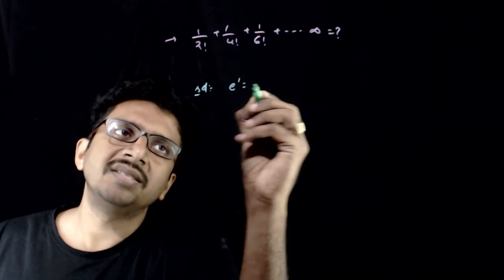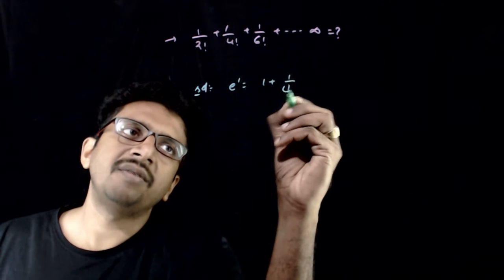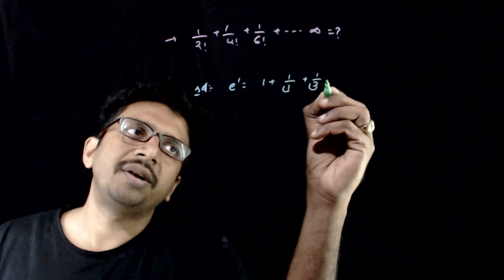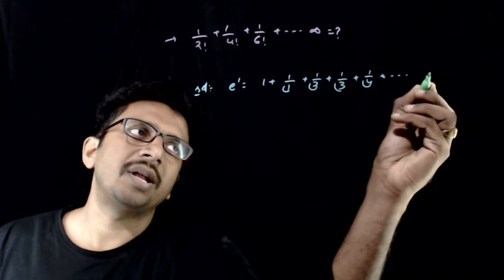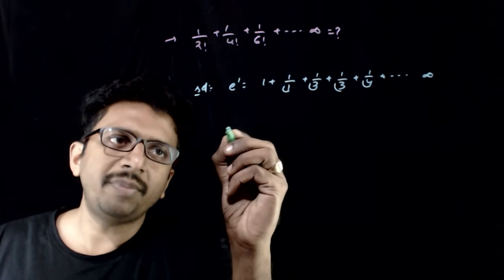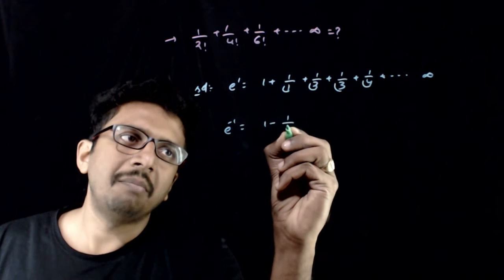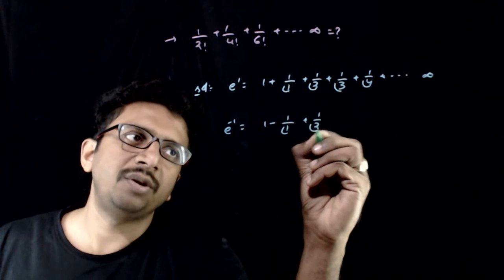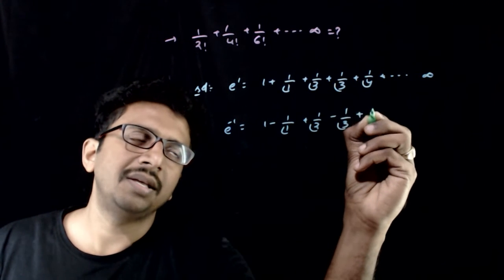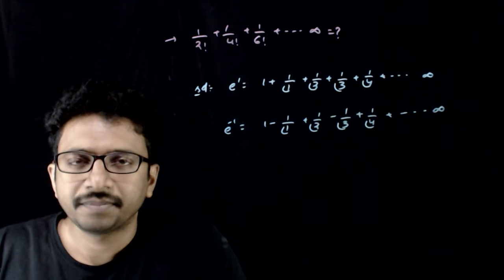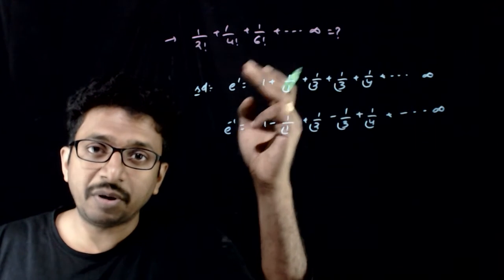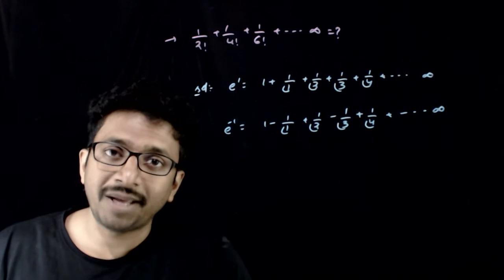So e power 1 is equal to 1 plus 1 by 1 factorial plus 1 by 2 factorial plus 1 by 3 factorial plus 1 by 4 factorial plus so on up to infinity. Similarly, e power minus 1 is equal to 1 minus 1 by 1 factorial plus 1 by 2 factorial minus 1 by 3 factorial plus 1 by 4 factorial plus so on up to infinity. So you have the expansion of e power 1, and the expansion of e power minus 1.